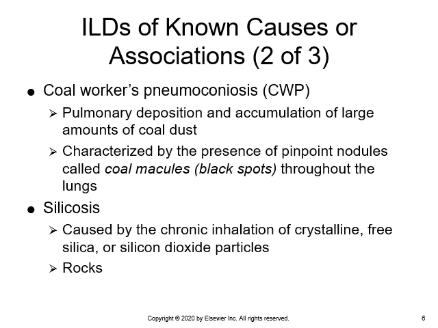Simple coal workers' pneumoconiosis is characterized by the presence of pinpoint nodules called coal macules or black spots throughout the lung. Coal macules often develop around the first and second generation respiratory bronchioles and cause the adjacent alveoli to retract. This is called focal emphysema.